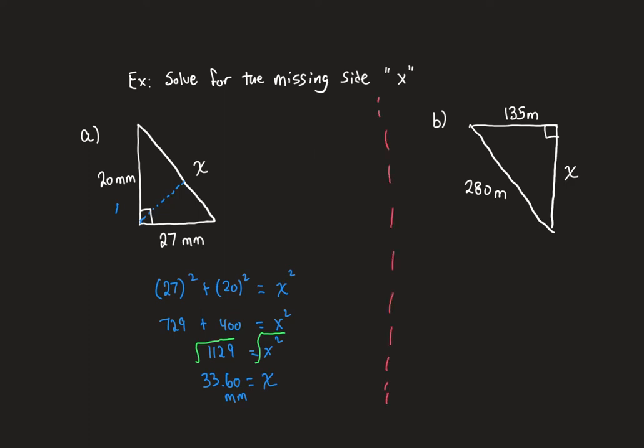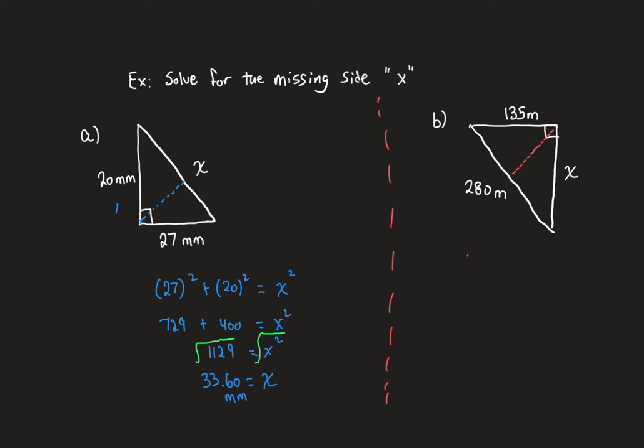Now that's one type. That was a very easy type. Why? Because you just have to straight up put everything into the a squared plus b squared is equal to c squared equation. Part B is a different type. In part B, you are trying to solve for the x, and the x this time is not the hypotenuse. The hypotenuse, if you go directly across from the 90-degree angle, is the 280. So if we're plugging it into our formula, doesn't matter where you put the 135, if you make it the a or the b, doesn't matter.